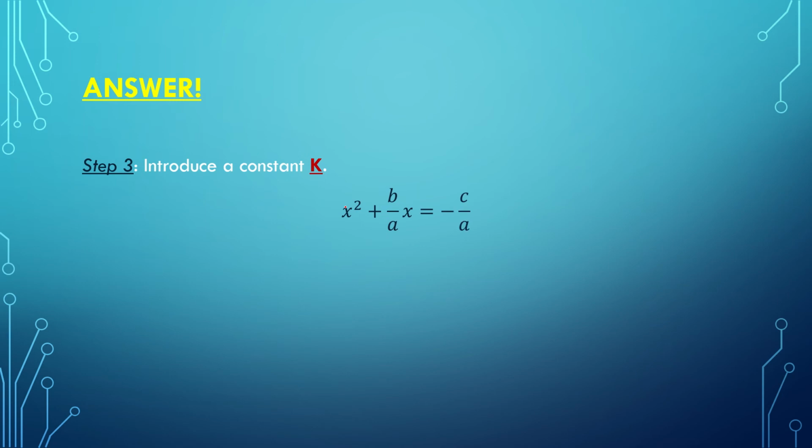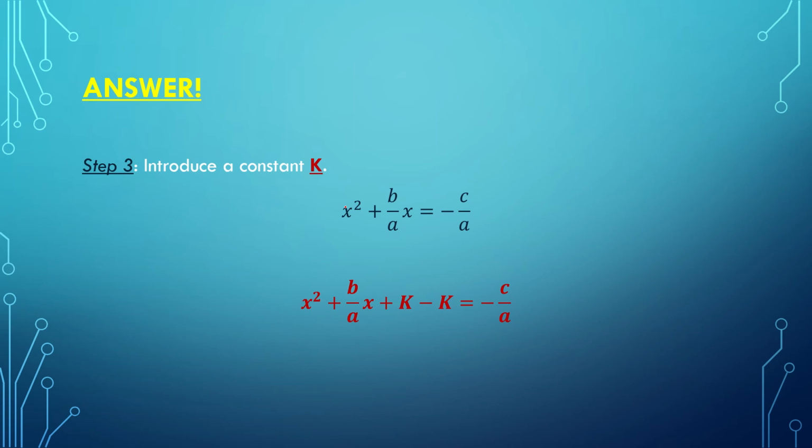x squared plus b over a x is equal to negative c over a. We introduce a constant. And basically when you introduce the constant, what you do on the right hand side, you must do on the left hand side. But here now I'll introduce them as one block. What I mean on one side. Let's see what I mean.